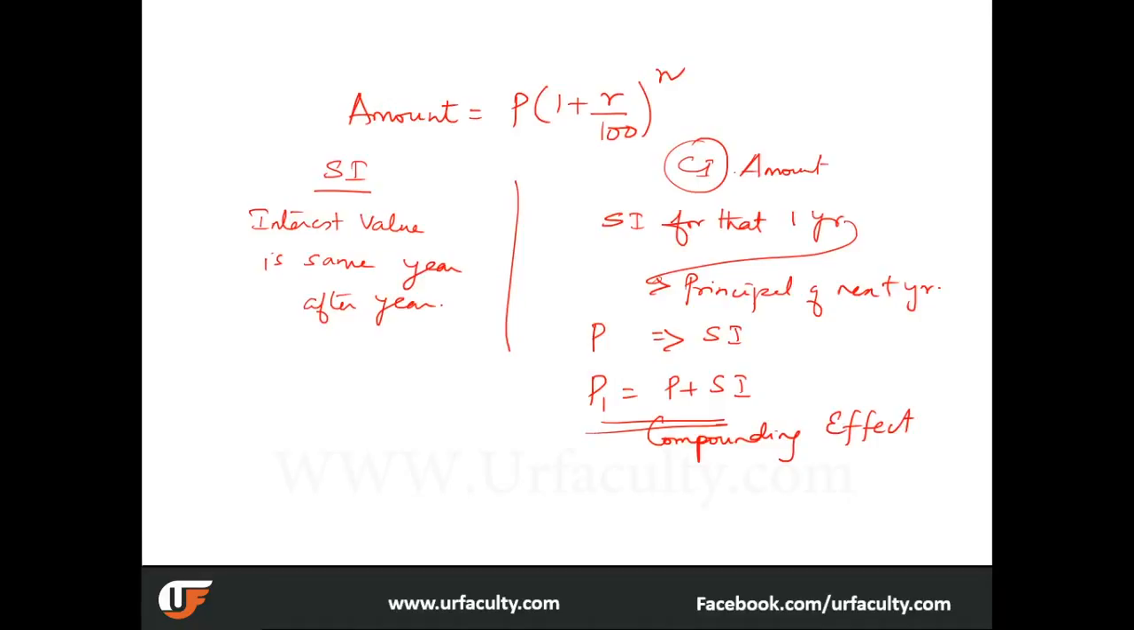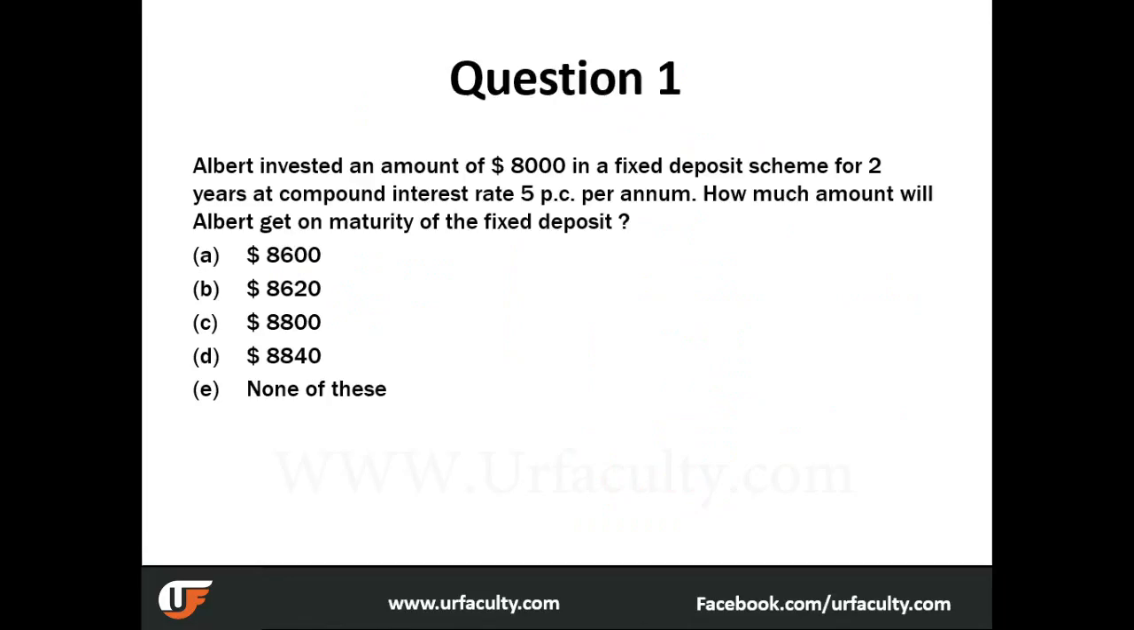So we have a formula P into (1 plus R by 100) per N, and we'll be using this for all our problems in the case of compound interest. P is your principal, R is your rate of interest, and N is the tenure. Okay, let's start with the first question.